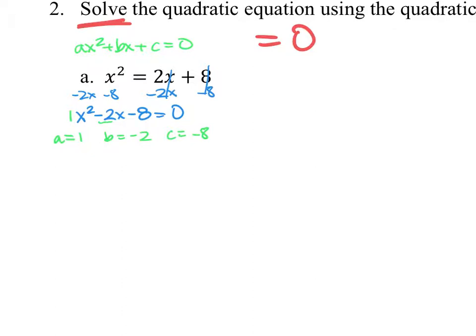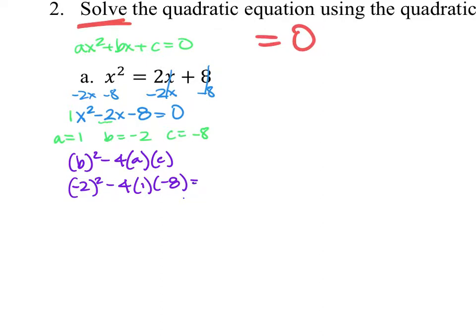So here again, I want you to calculate the discriminant first. So we would have b squared minus 4ac. In this case, it's negative 2 squared minus 4, a is 1, and c is negative 8. So if we do all that, I believe we're going to get 36. 4 plus 32, yeah, 36.